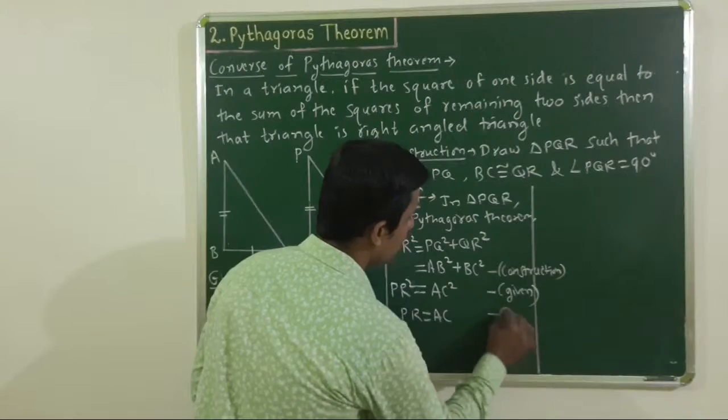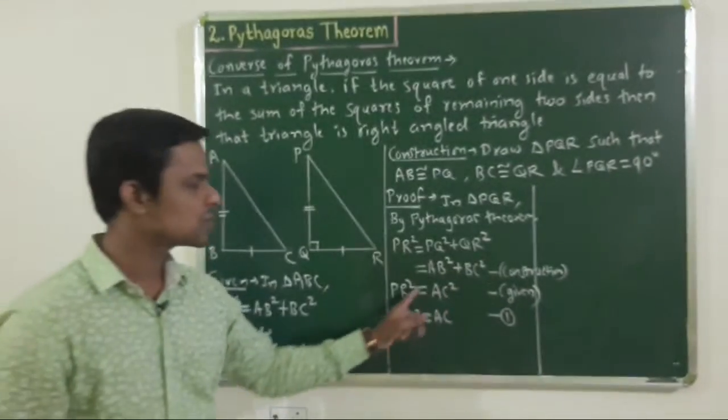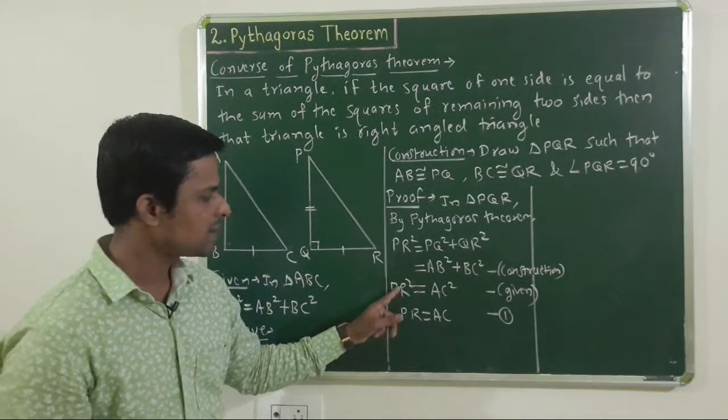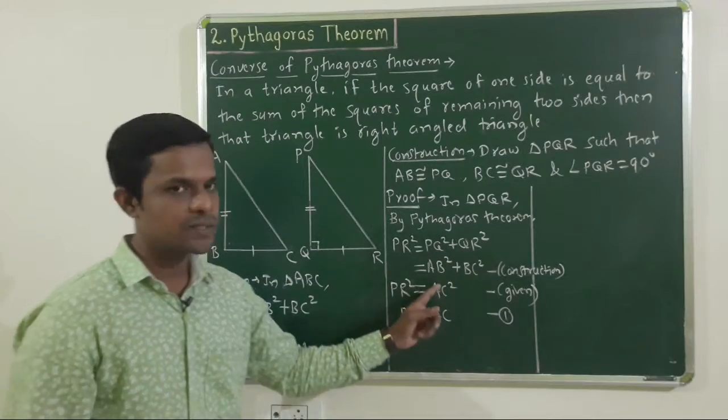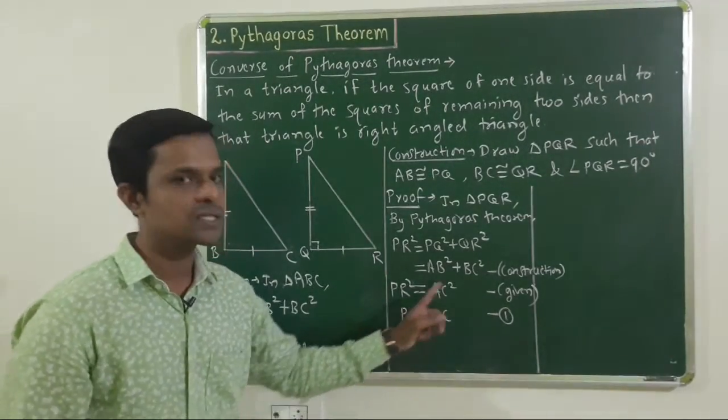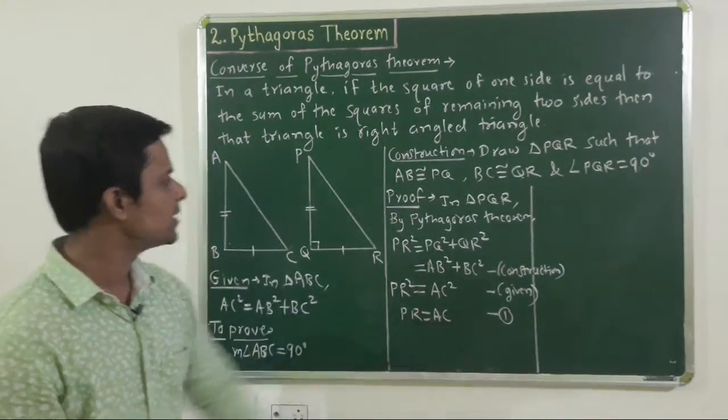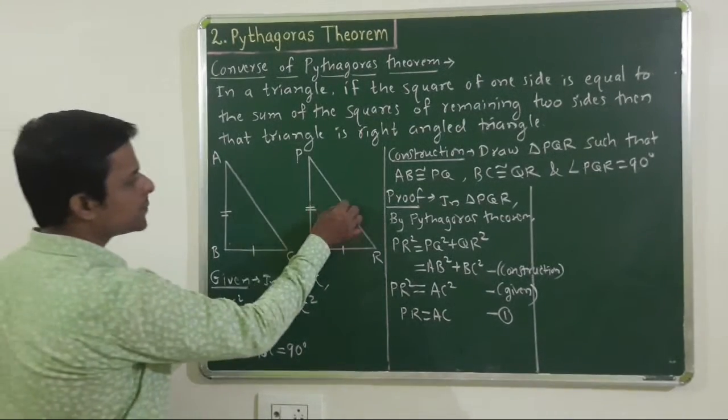Suppose statement number 1. By taking square roots on both sides, we'll get PR, square root of PR square is PR, square root of AC square is AC. Therefore, PR is equal to AC. Means PR is equal to AC.